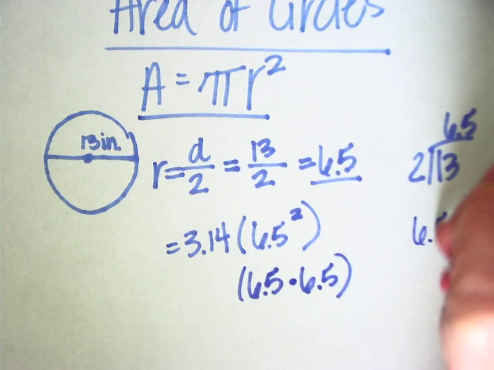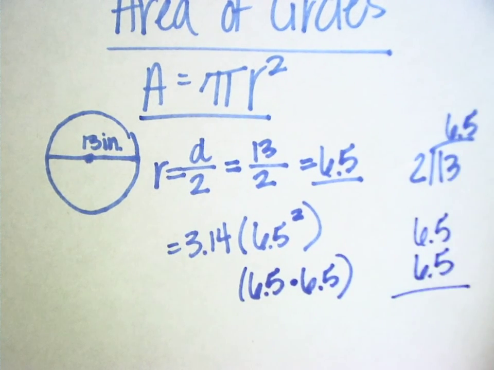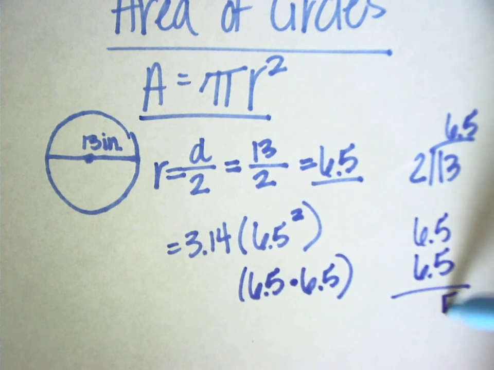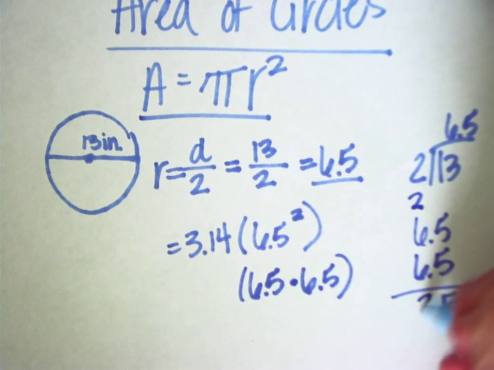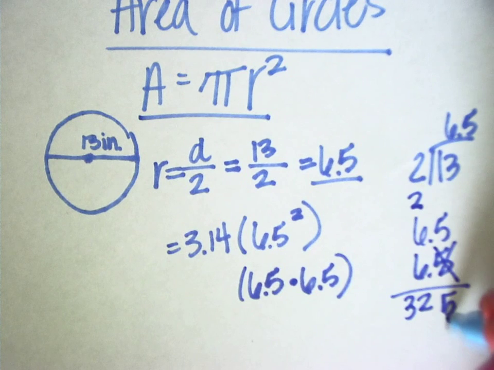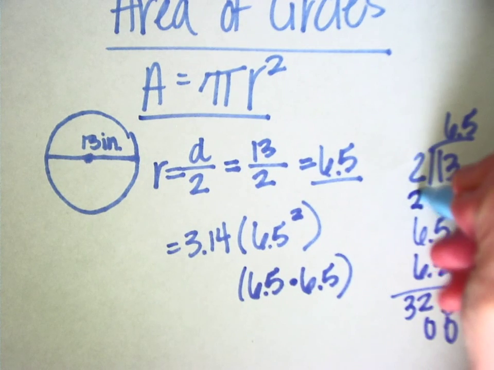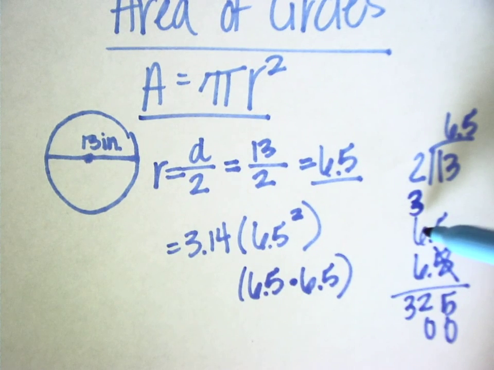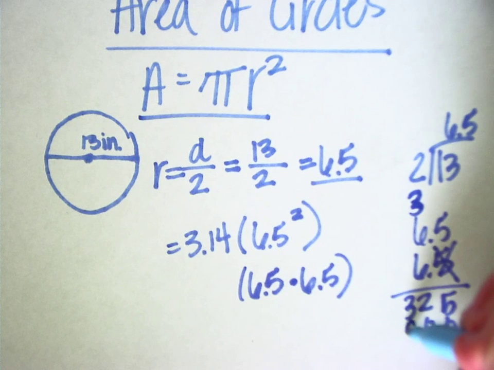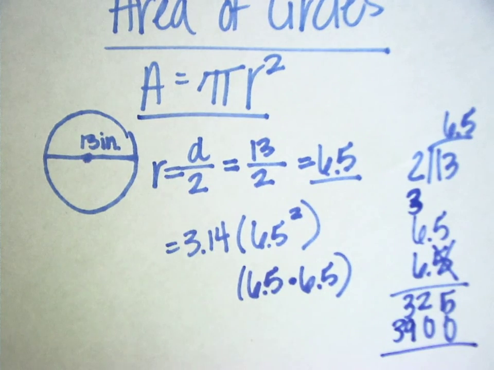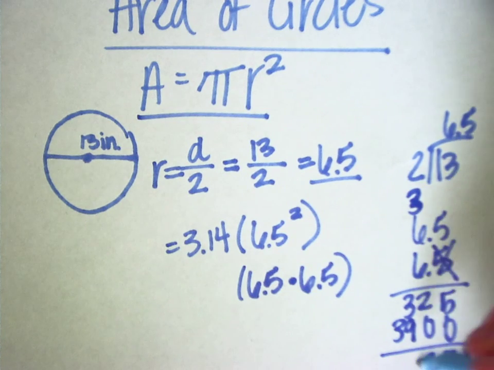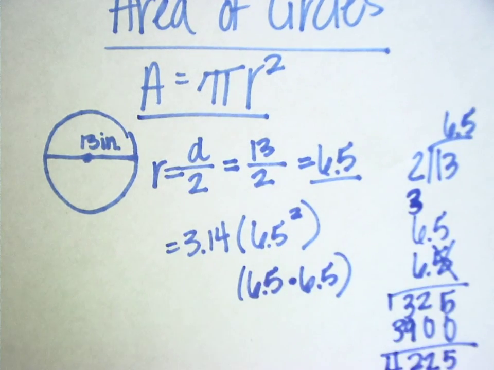So whenever we go over here, we stack them. 5 times 5 is 25. This is 32. 6 times 5 is 30. 6 times 6 is 36 plus 3 is 39. And then we're just going to add. So 5, 2, 12, and 4.